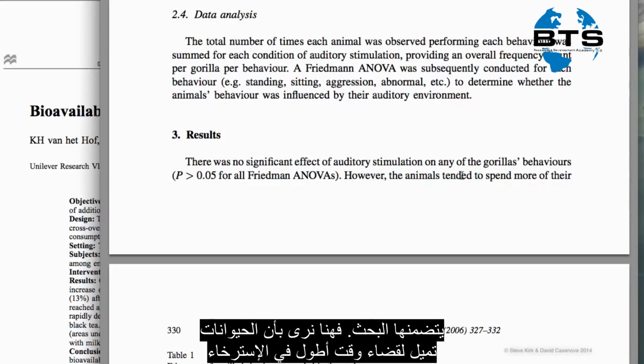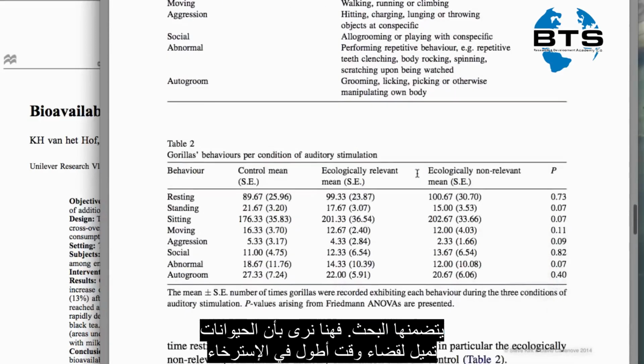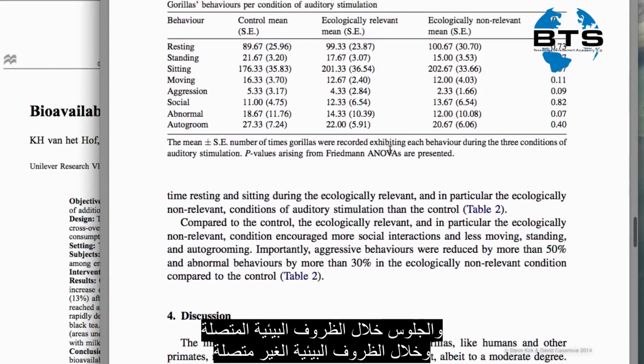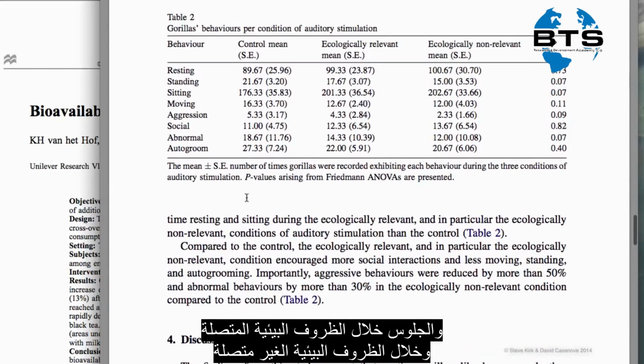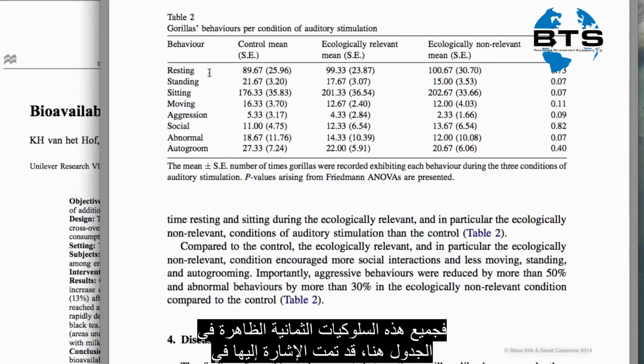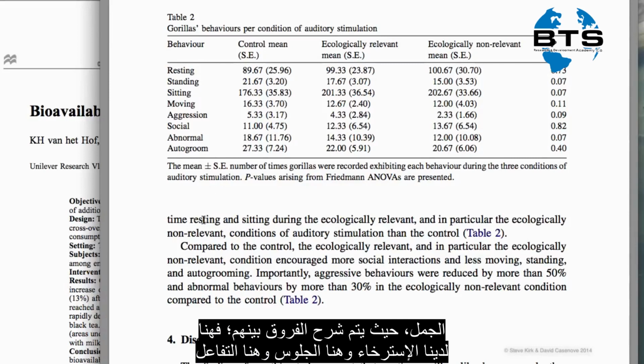So here we see the animals tended to spend more of their time resting and sitting during the ecologically relevant, and in particular the ecologically non-relevant conditions. So all 8 of these behaviors that are shown in the table are mentioned in the sentence, basically explaining what the differences are.